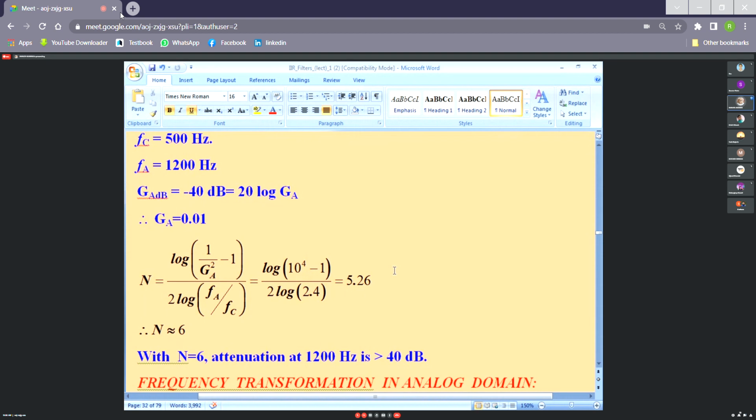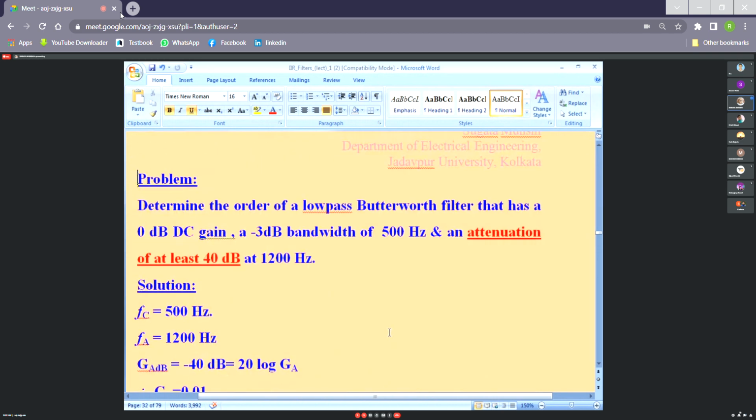But if instead of 6, you consider it as 5, the attenuation at that frequency 1200 Hz will be less than 40 dB. So your requirement is not fulfilled. Therefore, you have to consider N as 6. With N equal to 6, the attenuation at 1200 Hz is greater than 40 dB. Write down this.